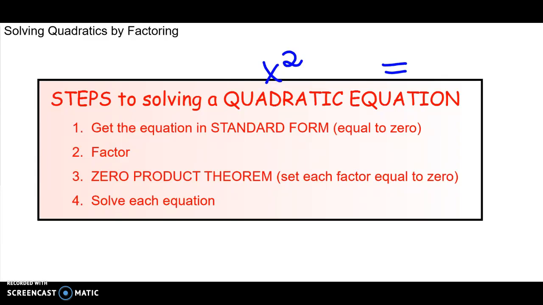So when you're solving a quadratic equation, you're going to follow these 4 steps. First, you're going to get the equation in standard form, which means we need it equal to 0. The second step is going to be using one of those methods from questions 1 through 12, and you're going to factor the equation. The third step is going to be the zero product theorem, which means take each of those little factors that you got and set them equal to 0. And then finally, you're going to solve those little equations, and they're going to be just like 1 or 2 step equations.